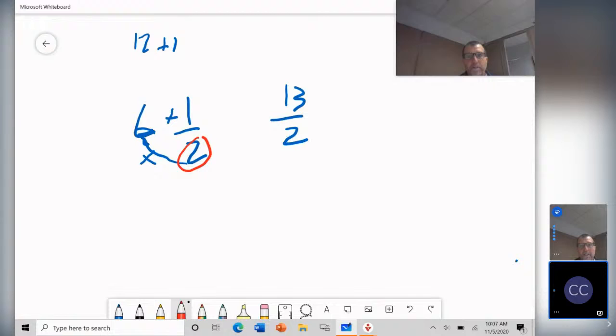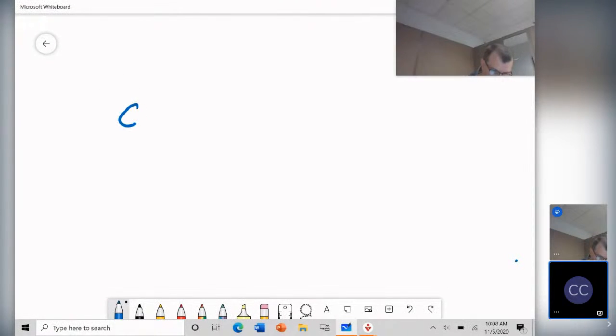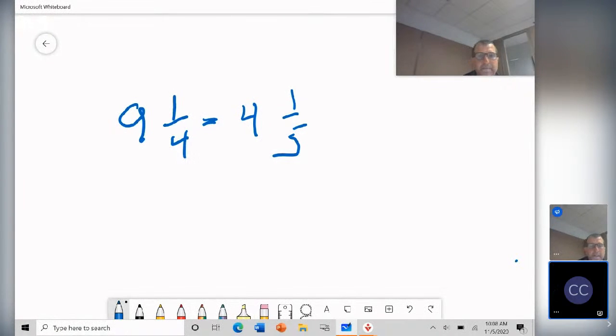Okay, so let's try to do one subtraction problem all the way through. Okay, so let's say we have 9 and 1/4 minus 4 and 1/5. Okay, so we've got two mixed numbers. It's asking us to do a subtraction. But what we have to do first, we have to convert the mixed number into an improper fraction.